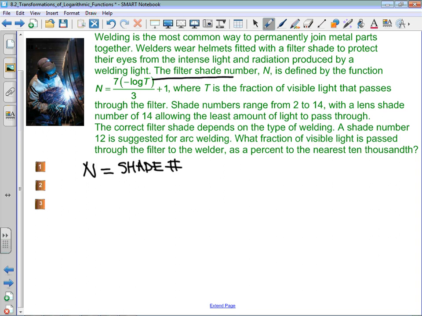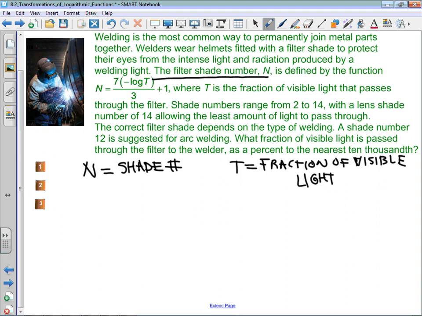So it says the filter shade number n is defined by the function. It gives us the function. And then finally, it says that t is the fraction of visible light. All right, so it says that shade numbers range from 2 to 4, so that's important. That gives us the domain of the function. It says a shade number of 12 is suggested for arc welding. What fraction of visible light is passed through the filter of the welder as a percent to the nearest 10,000th?